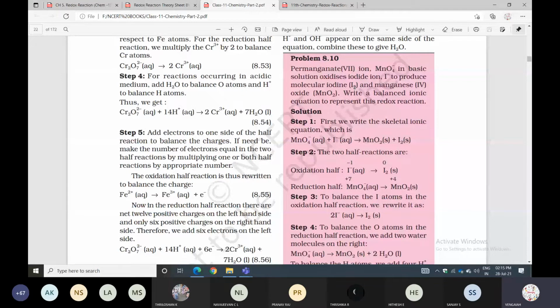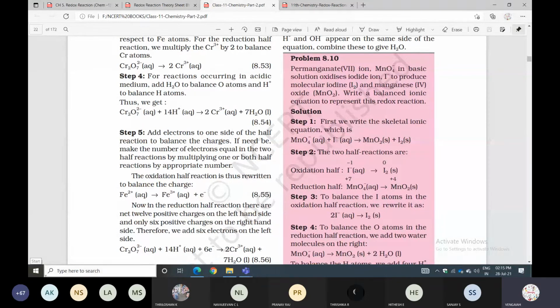Again, listen. The permanganate ion, that is, KMnO4, actually potassium permanganate. The permanganate is MnO4 minus. In basic medium solution, iodide ion I minus is there, to produce MnO2 plus I2. So that skeleton equation we make into two half reactions. One is the oxidation half reaction, the next one is the reduction half reaction.